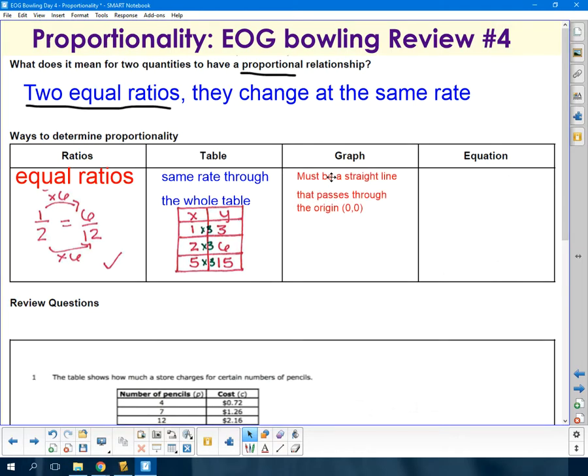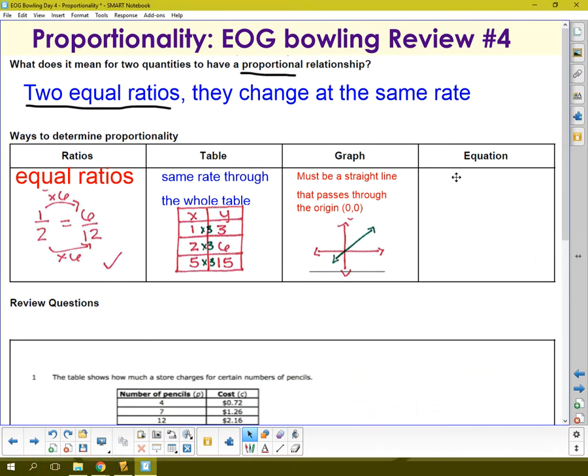Okay. The only way a graph can be proportional is if it's a straight line that passes through the origin. The origin is the point 0, 0, right here on that graph. Okay. If the line passes through the origin and it's a straight line, that means that is a proportional relationship. That's what we talked about in Unit 5.